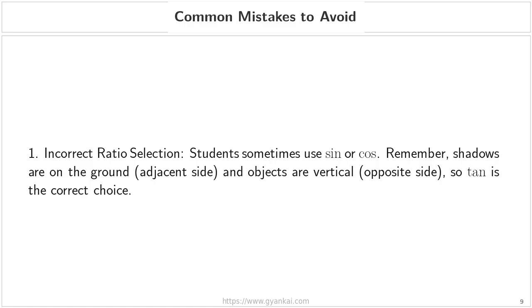First, watch out for incorrect ratio selection. I have seen many students mistakenly reach for sine or cosine. However, if you look back at our modeling steps in slide 3, you'll remember that we are dealing with the height of the object as the opposite side and the shadow on the ground as the adjacent side. Because we are working with opposite and adjacent, tangent is always your correct choice.